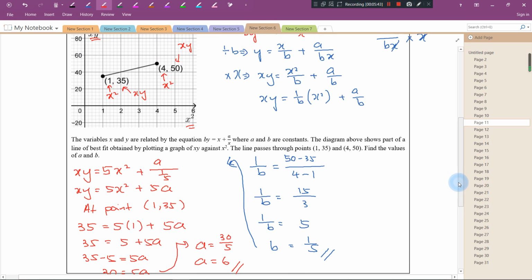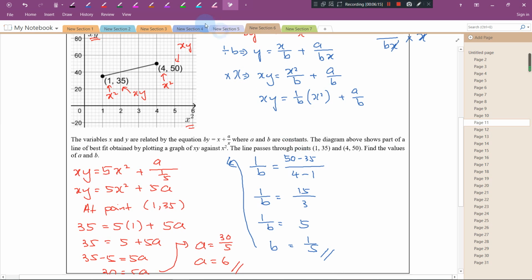Some students might be thinking this way. This is 1 times 35, you get 35, and then this is 1 squared, you get 1, right? Actually, this is not a correct way. Just for this point, it coincidentally gives the correct answer. Okay, let's try if we use this point. If the method is correct, we will still be able to get the same answer.